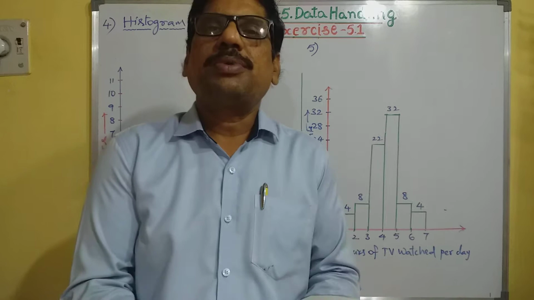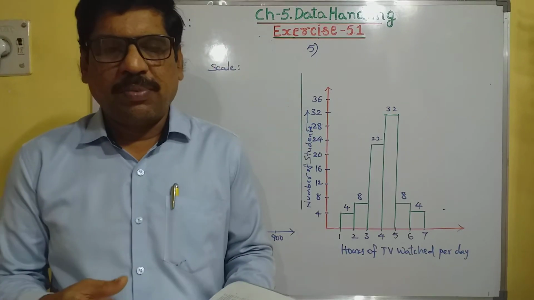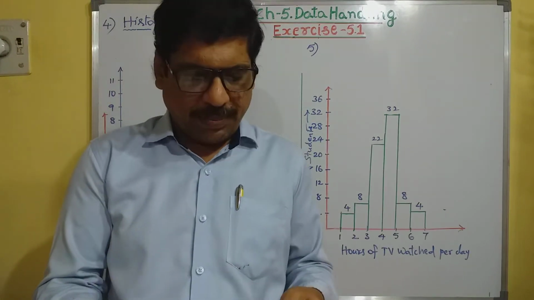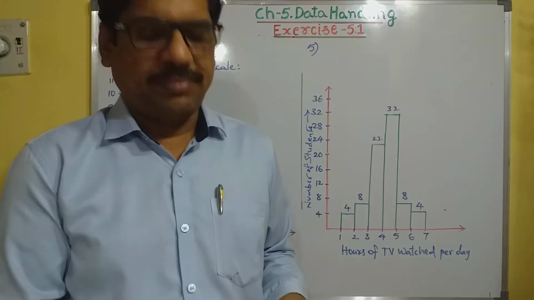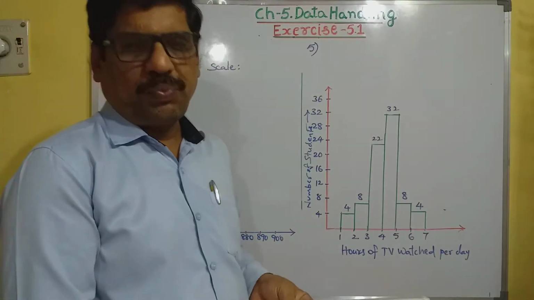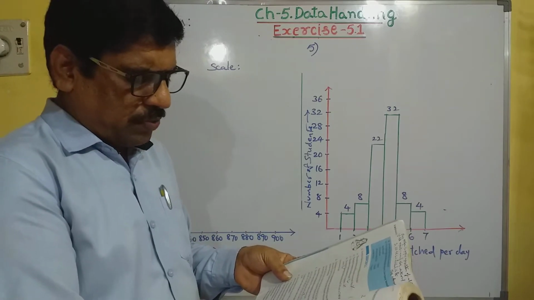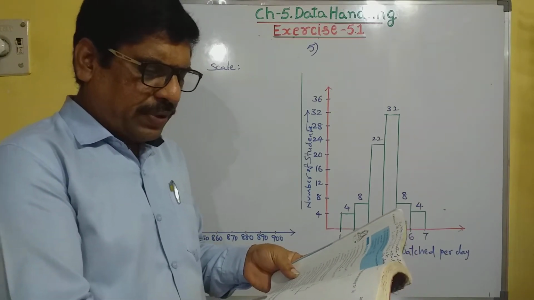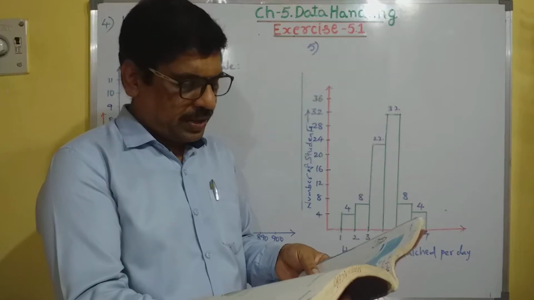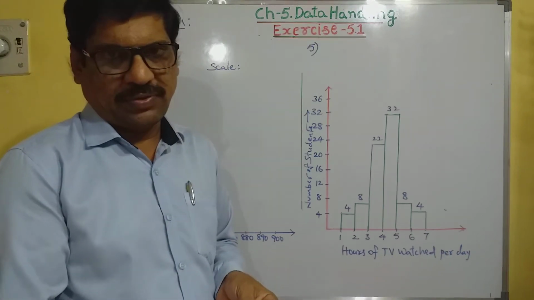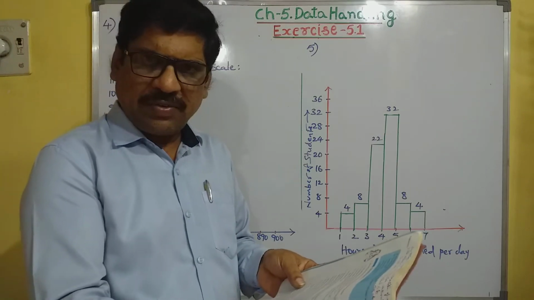Okay, in this chapter we have already discussed some problems from exercise 5.1. Let us continue them. Now the fourth problem from exercise 5.1: Draw a histogram for the frequency table made for the data in question number 3 and answer the following questions. Let us answer the questions given below.